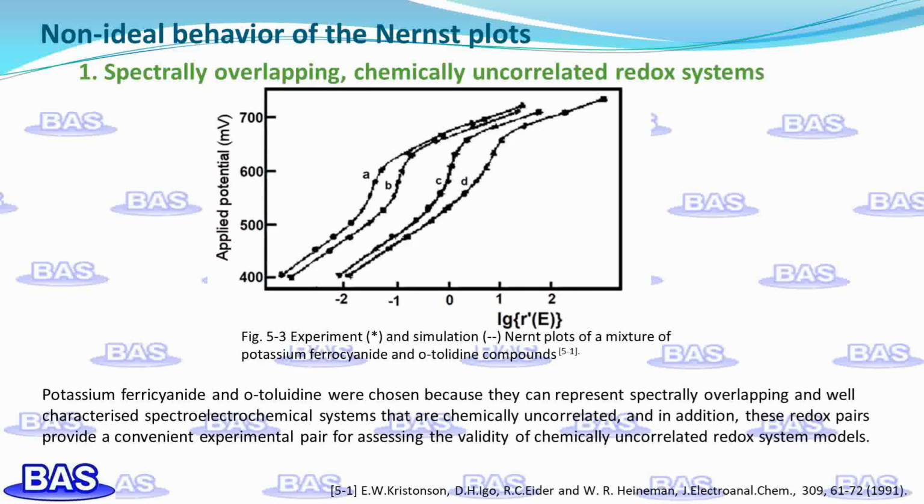The thin layer spectroelectrochemical experiments and their simulated responses for mixtures of potassium ferricyanide and o-toluidine are shown in Figure 5.3 and Table 5.1. Potassium ferricyanide and o-toluidine were chosen because they represent spectrally overlapping and well-characterized, chemically uncorrelated spectroelectrochemical systems, and in addition, these redox pairs provide a convenient experimental pair for assessing the validity of chemically uncorrelated redox system models. As shown in Figure 5.3, the agreement of the model with the experimental results is evident, and the results of the mixture studies for E0' and N values are also consistent with the measurements when they are present separately.